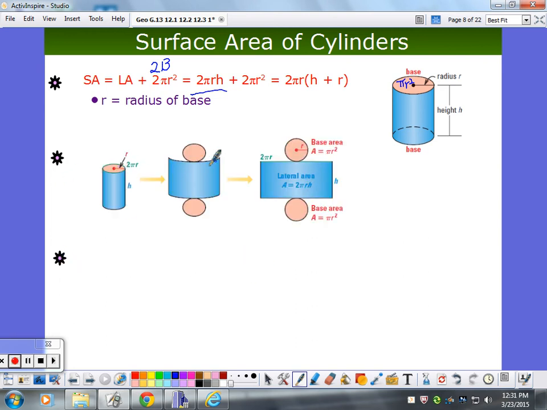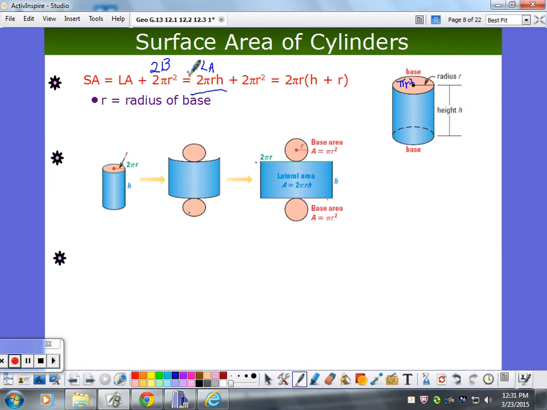Here's my can. I took the label off the soup can, and these are the two lids. So what is this lateral area? The height is the same thing, the distance between the bases. And when you wrap it around, that's a circumference, and the circumference of a circle is 2 pi r. So when you unwrap it, this whole thing is 2 pi r. So this area, 2 pi r times h, is where that lateral area comes from. It's the lateral area, the soup can label, plus the two lids: 2 pi r h plus 2 pi r squared.